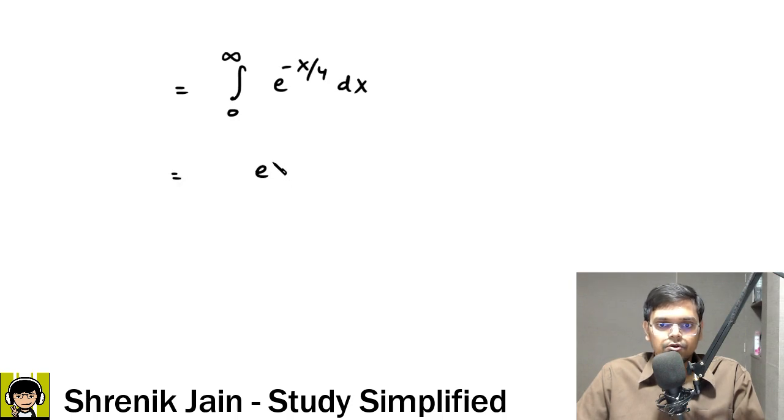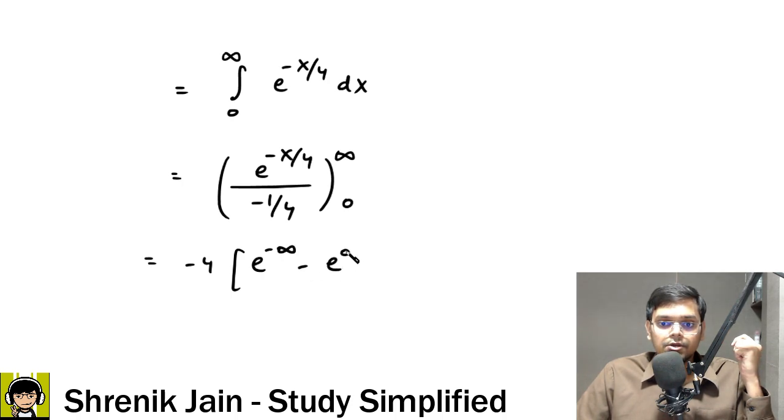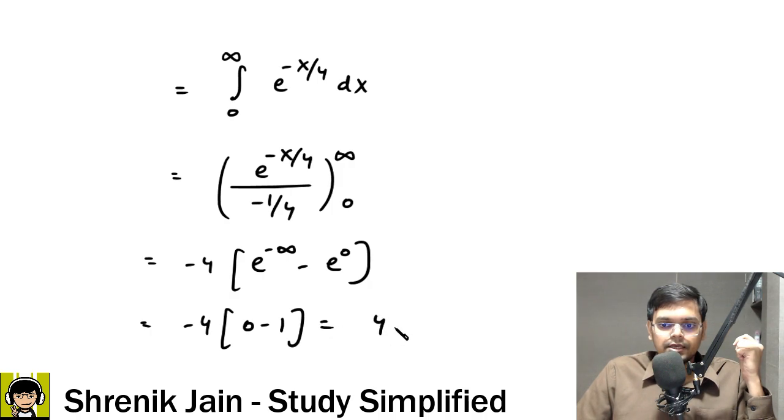So this is equal to e to the power minus x by 4 divided by minus 1 by 4, upper limit infinity, lower limit 0. Minus 4 can be taken outside. E to the power minus infinity minus e to the power 0. So minus 4 into 0 minus 1. Yes, the answer is 4.